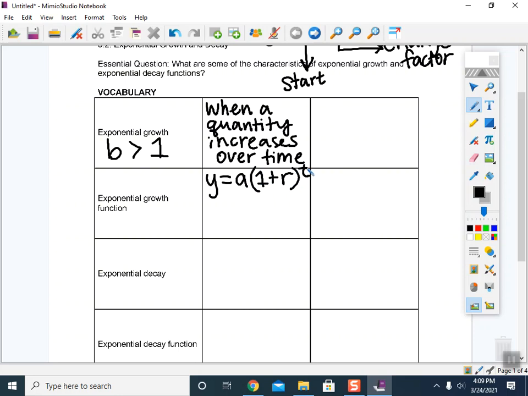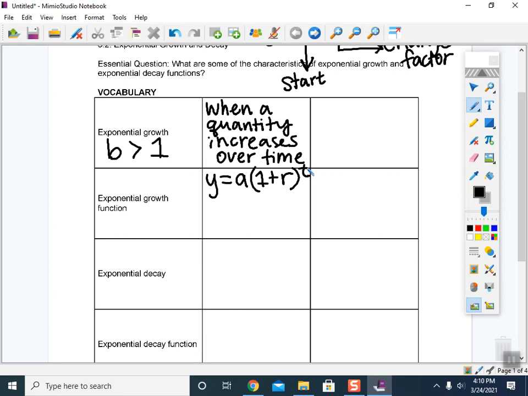Okay, so a couple things we need to break down in here. Y equals is the same thing. A is still our starting point. So if we're talking about money, it's our principal, it's our starting value. R is our growth rate. R is going to be given to us most of the time in terms of a percent, but we always want it to be a decimal. Now we're going to be raising this to the t power. The reason being that we are talking about time now, more specifically. So being raised to the t power reminds us that we're dealing with time.